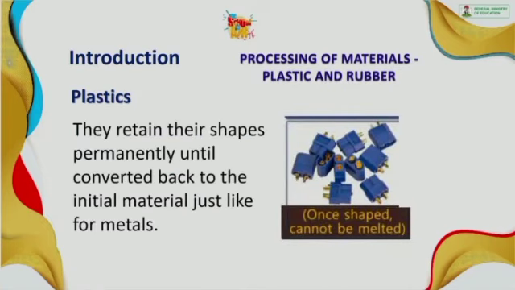We are still talking about thermosetting plastic. They retain their shapes permanently until converted back to the initial material, just like metal. Once shaped, they cannot be melted, unlike metals and other materials. They can only be converted into the initial material they were made from. So you cannot melt them.